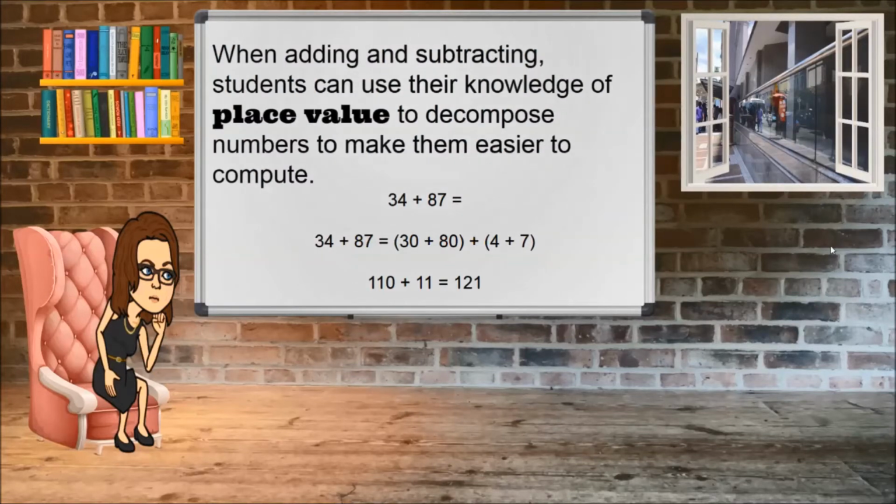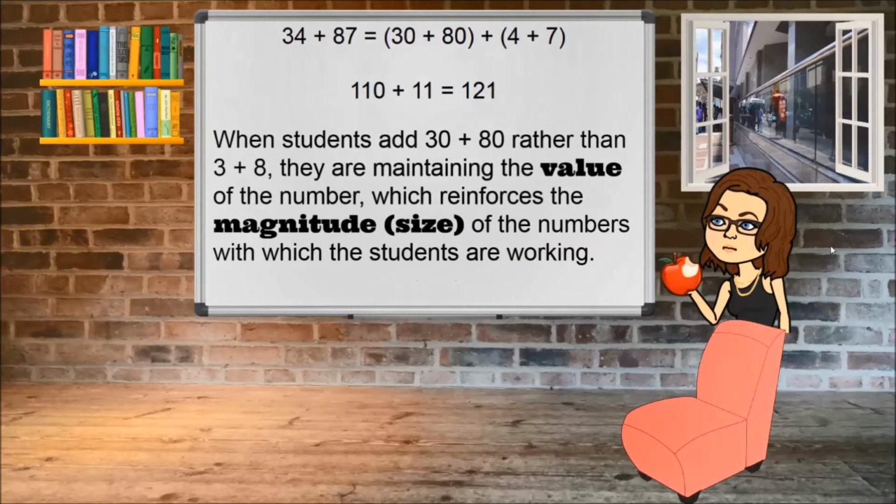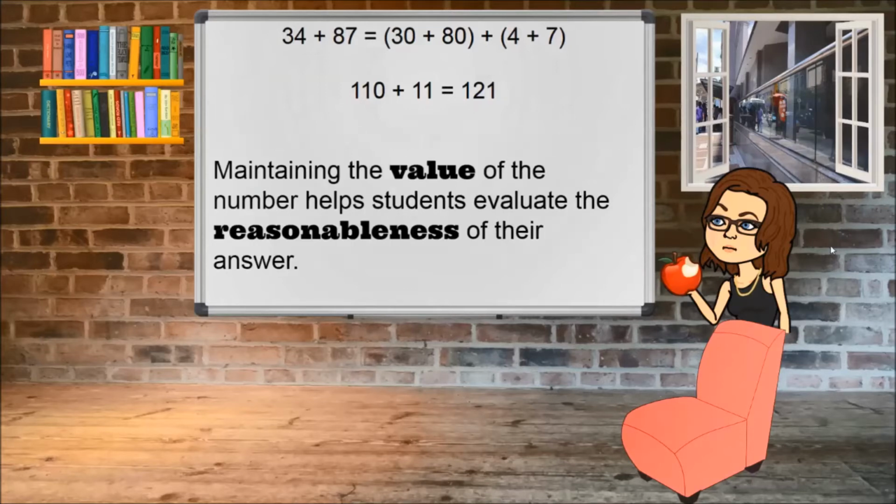When adding and subtracting, students can use their knowledge of place value to decompose numbers to make them easier to compute. When students add 30 plus 80 rather than 3 plus 8, they are maintaining the value of the number, which reinforces the magnitude or size of the numbers with which the students are working. Maintaining the value of the number helps students evaluate the reasonableness of their answer.